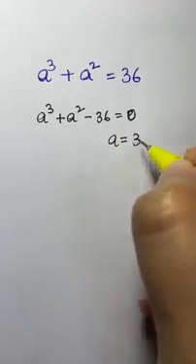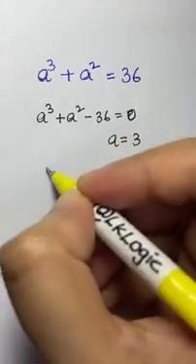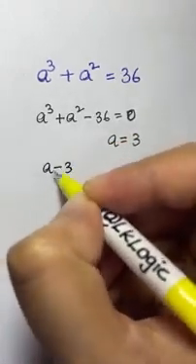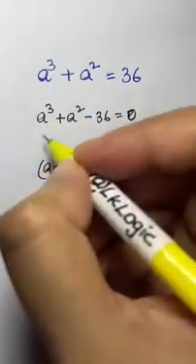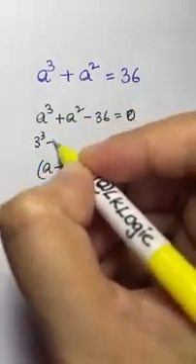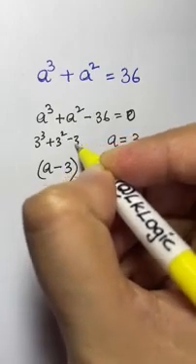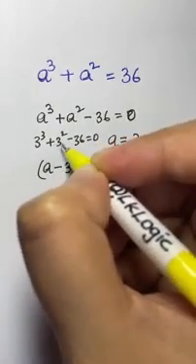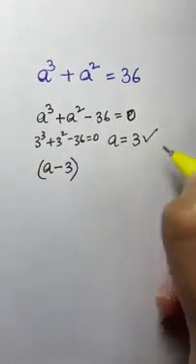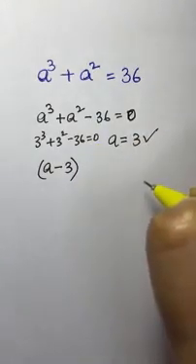We got one factor by using the trial and error method. So we have a minus 3 as one factor. How do we have a equals 3? Just substitute. You get 3 cube plus 3 square minus 36 equals 0. Yes, 27 plus 9 is 36. 36 minus 36 is 0. So a equal to 3 is one factor.